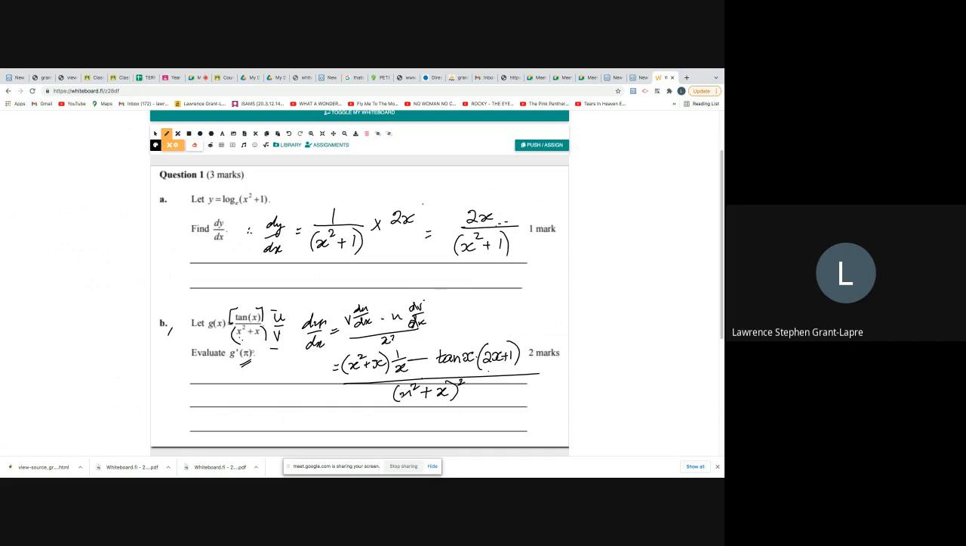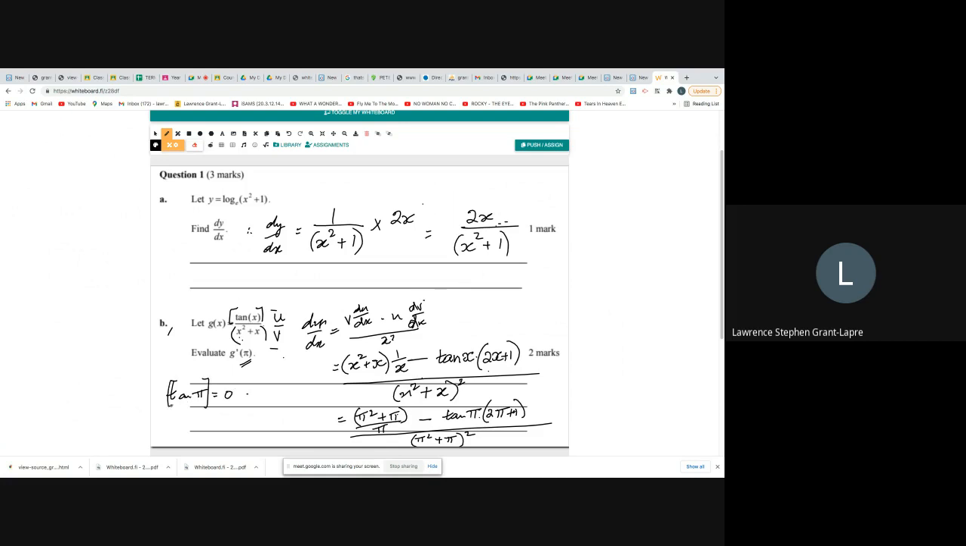Now, we just have to put a pi in there for x. So it will be pi squared plus pi times 1 over pi minus tan of pi, 2 pi plus 1, all over pi squared plus pi all squared. Well, tan of pi and tan of 0 equals 0.